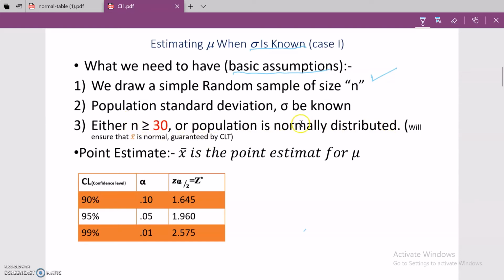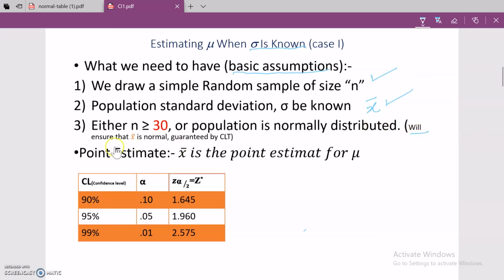And if you recall from earlier chapter number 7, sampling distribution, if either of these two conditions holds, it will ensure that our sampling distribution is normal. That is actually what we want to make sure. We want to make sure that our sampling distribution is normal, so that we can apply the normal theory, the Z distribution theory, which we already learned in chapter number 6.